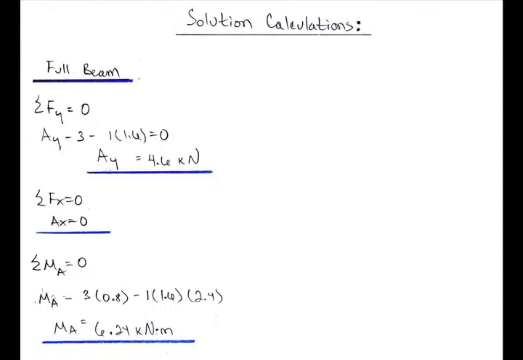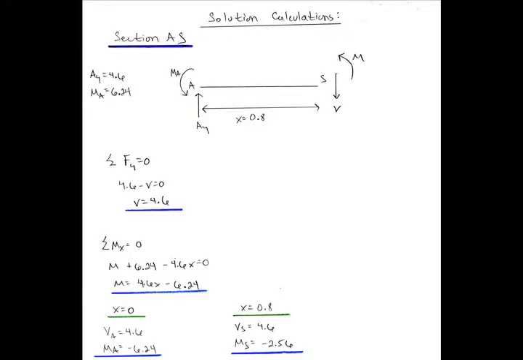First, we'll solve for the full beam using equilibrium. We'll get AY is 4.6 and MA is 6.24. Then we'll solve for section AS, and at x equals 0, we've got VA equals 4.6, MA equals minus 6.24. At x equals 0.8, we've got VS equals 4.6, MS equals minus 2.56.